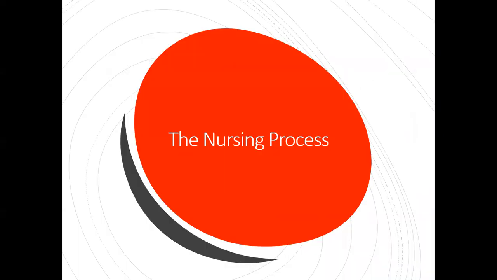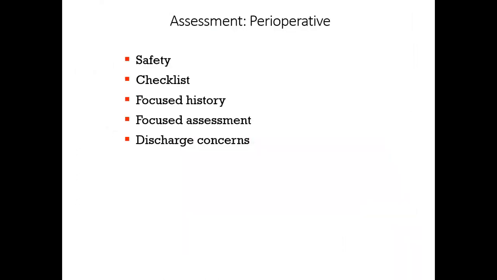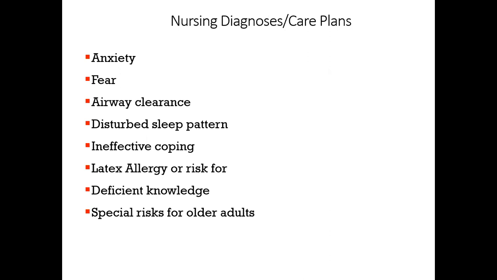So now we're going to go into our nursing process. And this is our nursing process for your preoperative, intra and post. When we start, our assessment, everybody gets the same, we want to make sure that they're safe. We want to make sure that we have our checklist done, that we do our focused histories, our focused assessments, and we take care of our discharge concerns, right? Because we know discharge starts at admission. So just like this, our discharge needs to start in the beginning. And all patients are going to be having concepts of anxiety, fear, airway clearance. The key point here is we need to identify risks and potentials so that we can reduce those risks and improve our patients' possible outcomes.